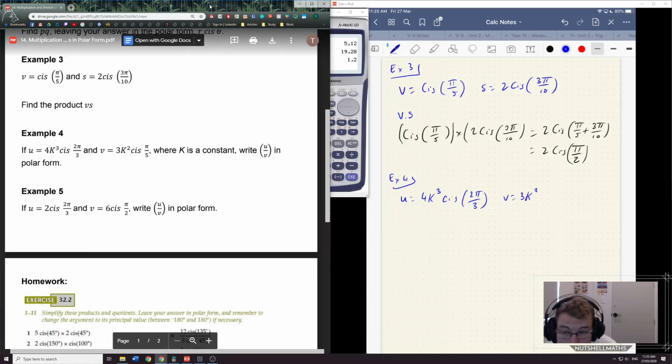u equals 4k cis 2 pi by 3, v equals 3k squared cis pi by 5. Now, my advice is to pay attention to this one because I saw one that looked pretty similar.